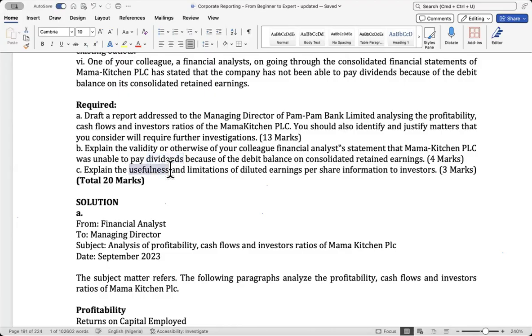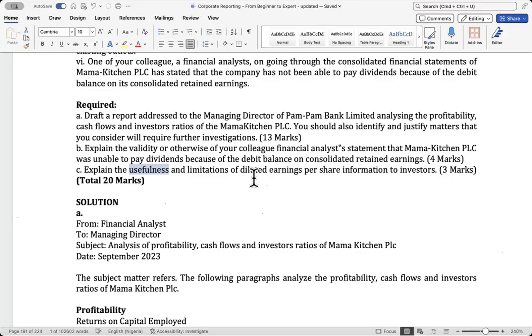Then they say we should explain the usefulness and limitation of diluted EPS. So I know that you have done diluted EPS, and you know that diluted EPS would show the effect on EPS when some potential ordinary shares become ordinary shares. So you'll find out that your diluted EPS will always be lower than your basic, because that will have considered those that would become ordinary shares in the future.